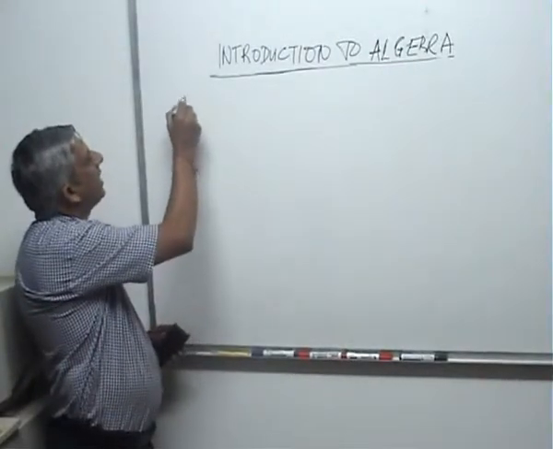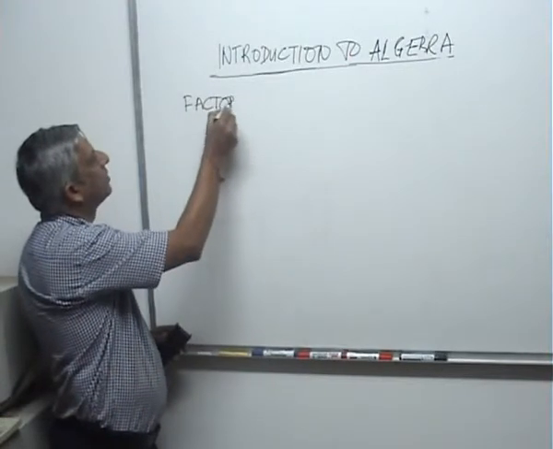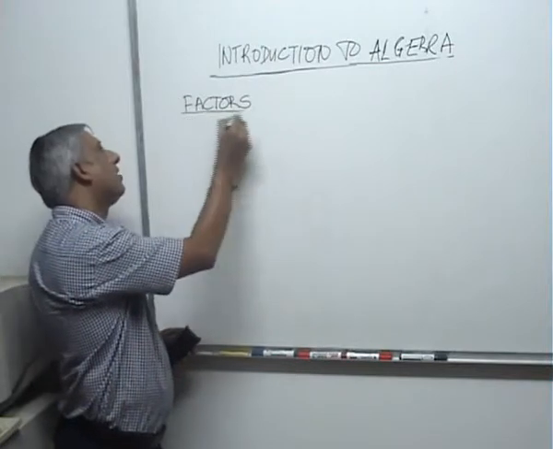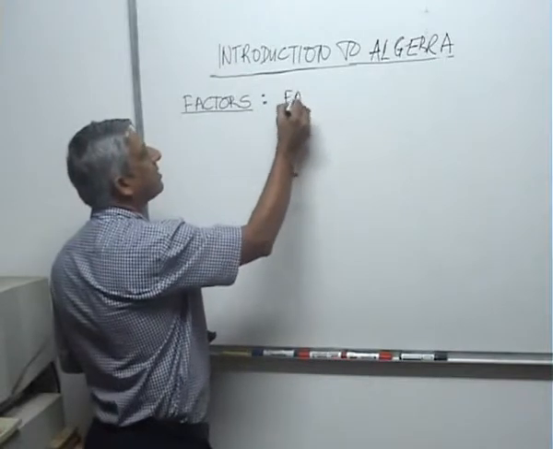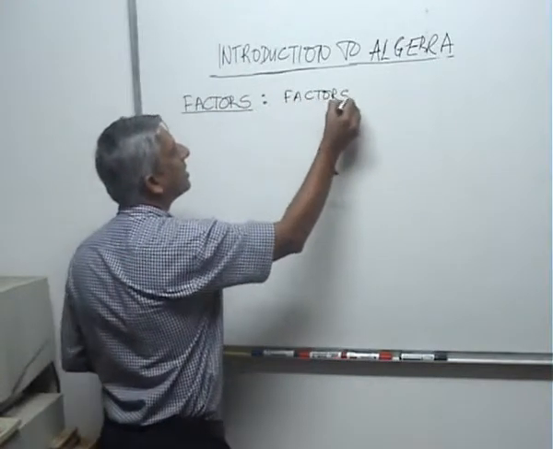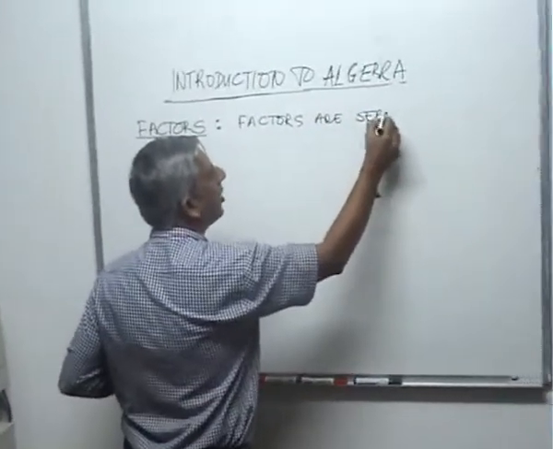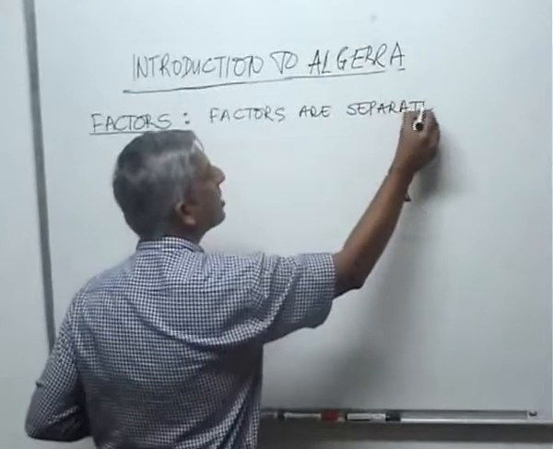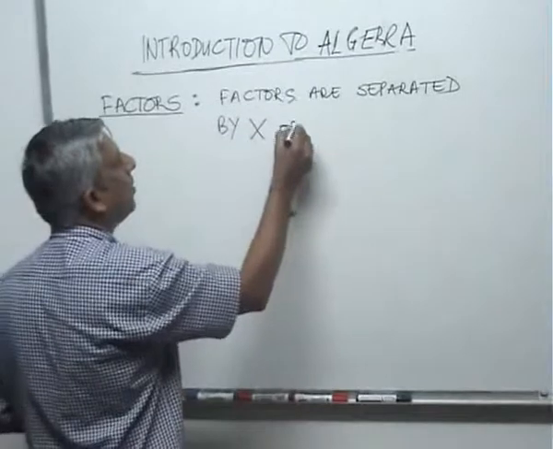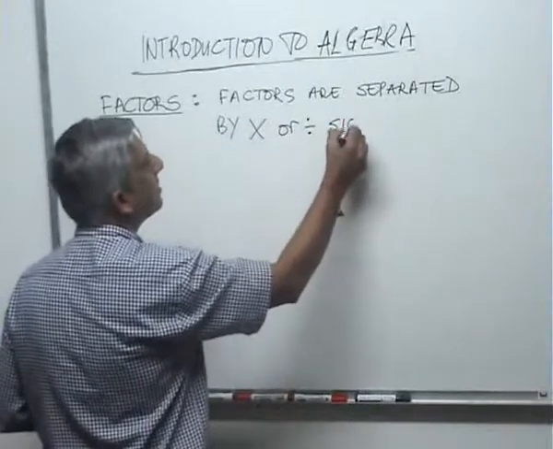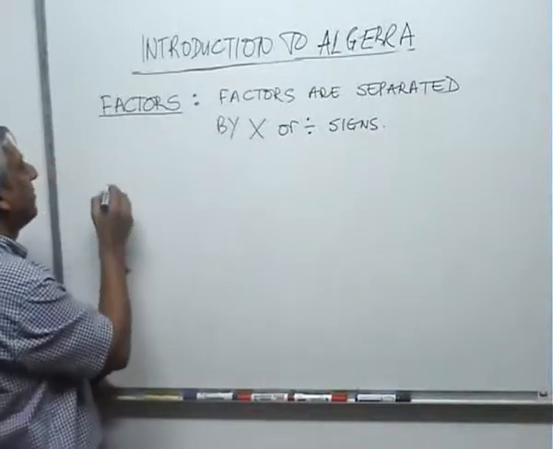Alright, so now the next important idea that you must know when learning to do algebra is, what are factors? Well, in simple language, we say that factors are separated by multiplication or division signs. Now let's understand what is a factor.